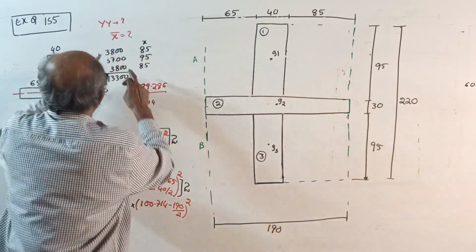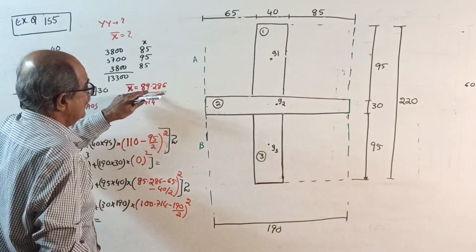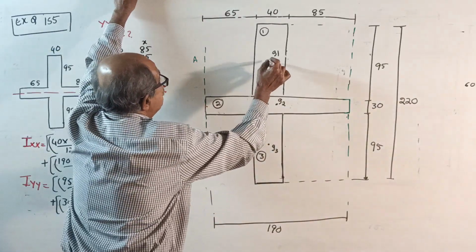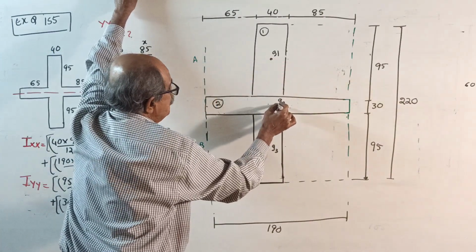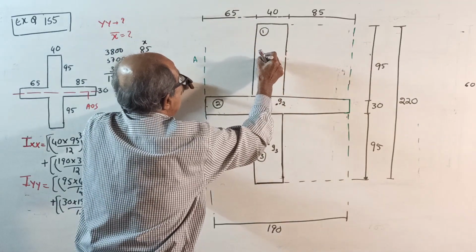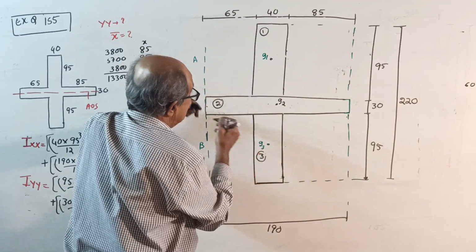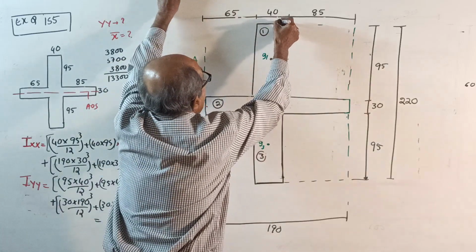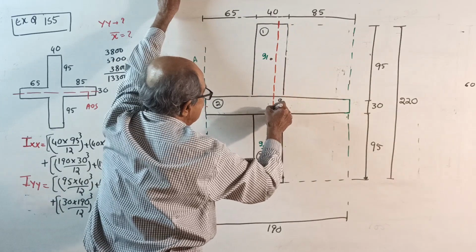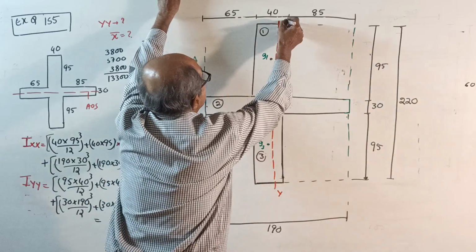Okay, that's all. A1 x1, A2 x2, A3 x3, get x bar. You get 89.286. Means, see, up to here is 85, up to here is 95. So it will come in between these two. G1, come this side. You are disturbing me, G3. It will come after G1 but before G2. Very important: after G1, before G2. Okay, this is the Y-Y axis.